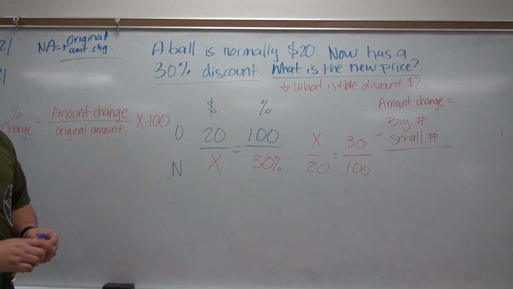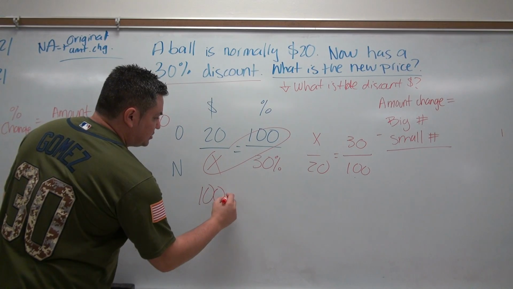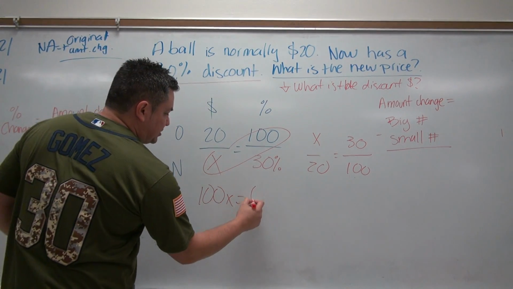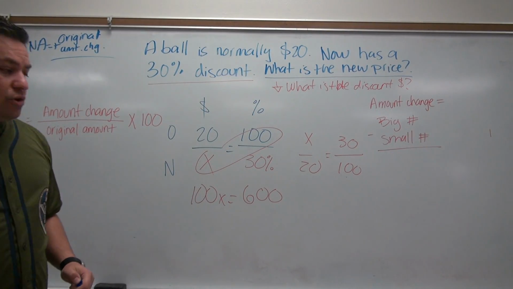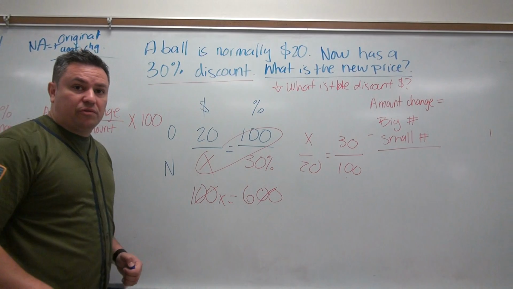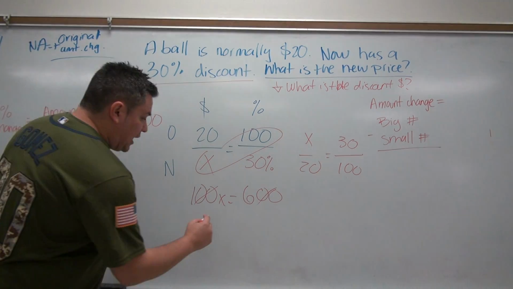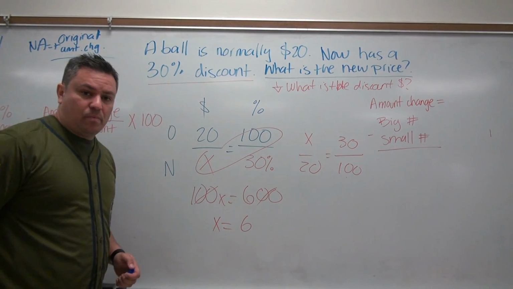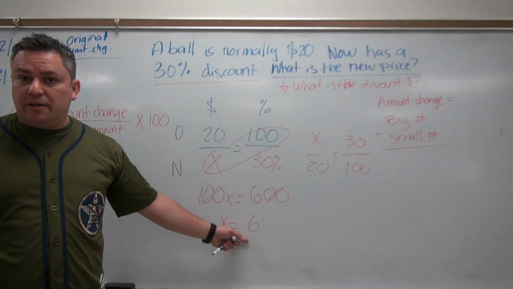Okay, so now we're gonna do cross products. We're gonna multiply these two. This will give us 100x equals to these two, which is 600. Now you can divide by 100 or just move the decimal 2 places to the left. So that leaves us with 1x. 1x equals to 6, which is the same number that we found earlier, right?